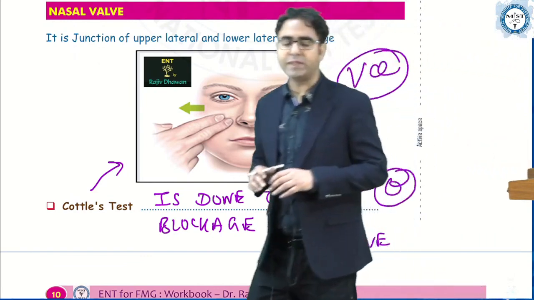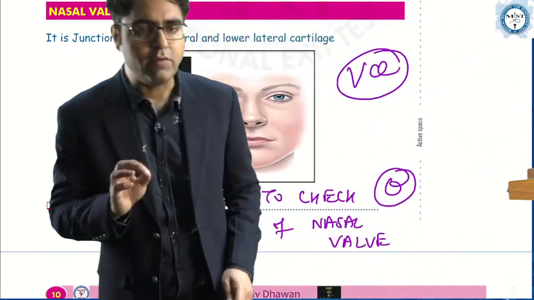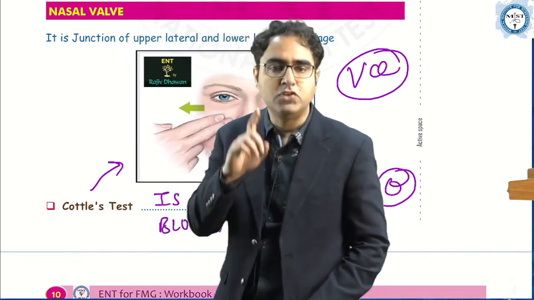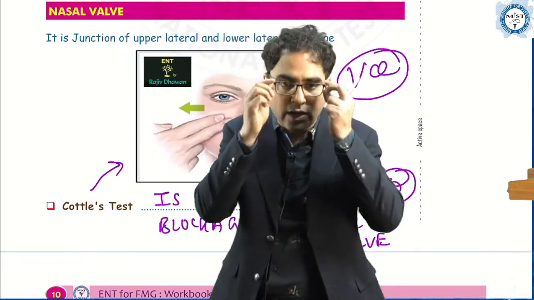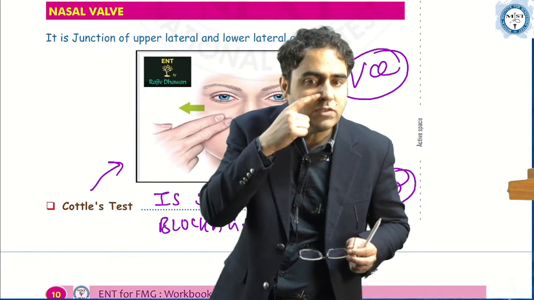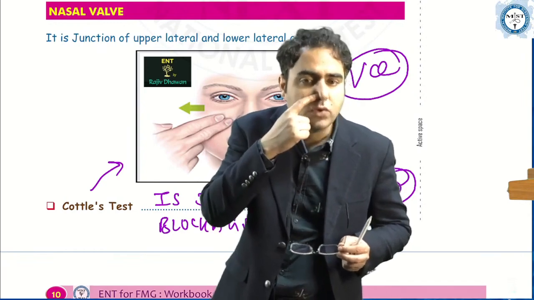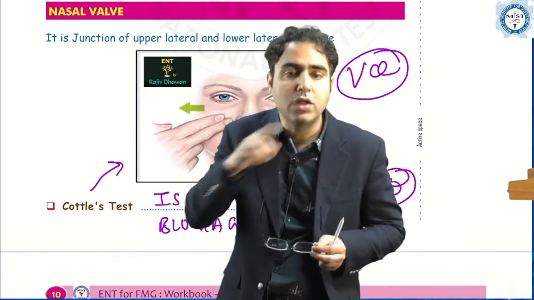Cotter's test is done to check the blockage of nasal valve. What is nasal valve? Again, repeat with me. Nasal valve is the junction of upper lateral and lower lateral cartilage. This is the nasal valve area. Sometimes this valve can be collapsed. The test we do to check the blockage of nasal valve is called the Cotter's test.